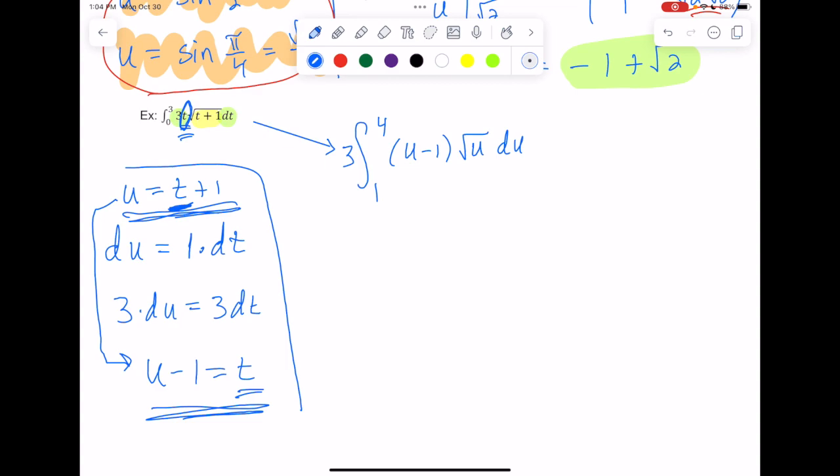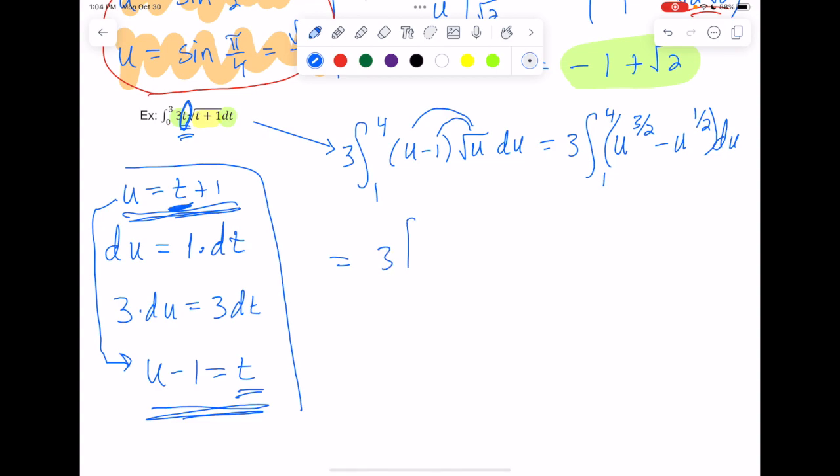I'd like to take an antiderivative right away, but I've got a product, so we're going to use the product rule. Sorry, we would use a product rule if we had one. We don't, so we're not going to use the product rule. We're going to distribute instead. So 3 times the definite integral from 1 to 4, that square root of u is u to the 1/2. So u to the 1/2 times u becomes u to the 3/2, minus 1 times u to the 1/2 is u to the 1/2. Then we have the du.